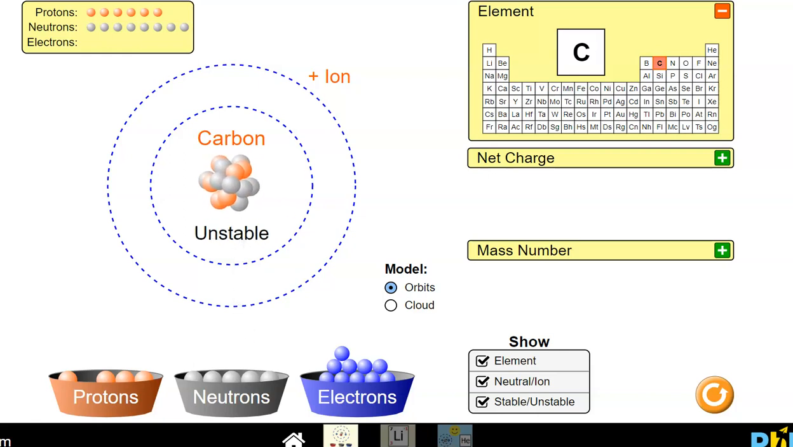Okay, so remember, some atoms are radioactive because they've got too few or too many neutrons. And that makes the nucleus unstable.